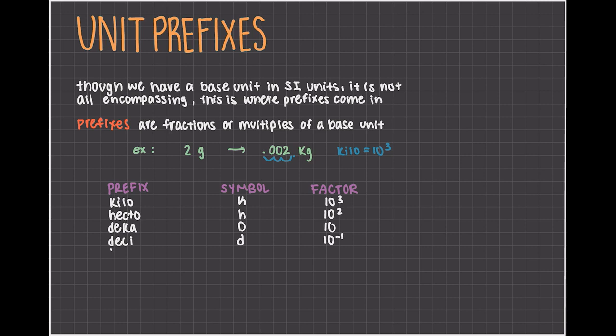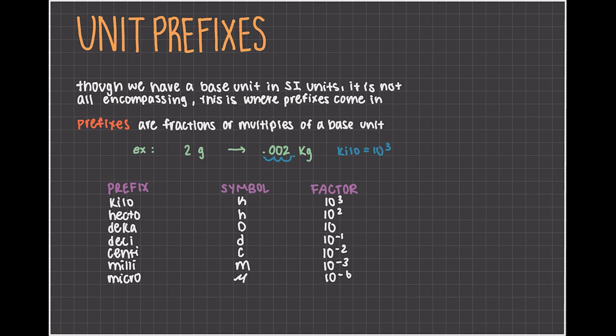Deci is D with a factor of 10 to the negative 1. Centi is C with a factor of 10 to the negative second. Milli is M with a factor of 10 to the negative third. And micro is the Greek letter mu and is 10 to the negative sixth. Now, some of these may be recognizable, like centi and milli. The prefix is just added to the base unit that is being measured, like centimeter and millimeter. It is just saying that a centimeter is 10 to the second times smaller than a meter.